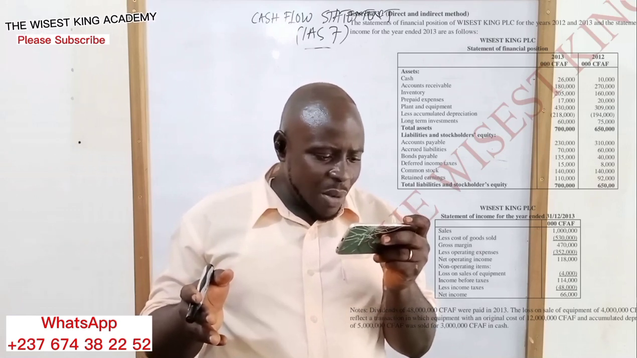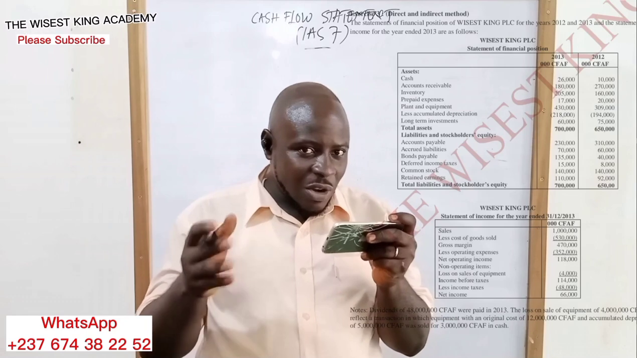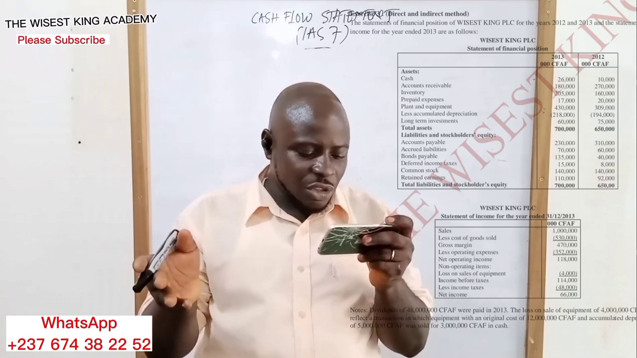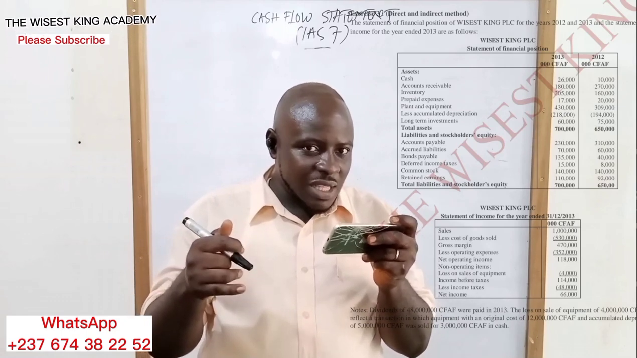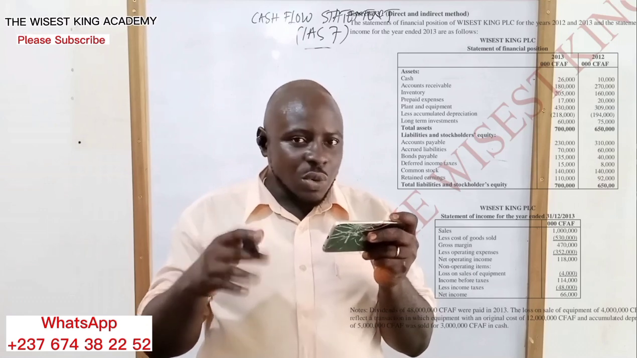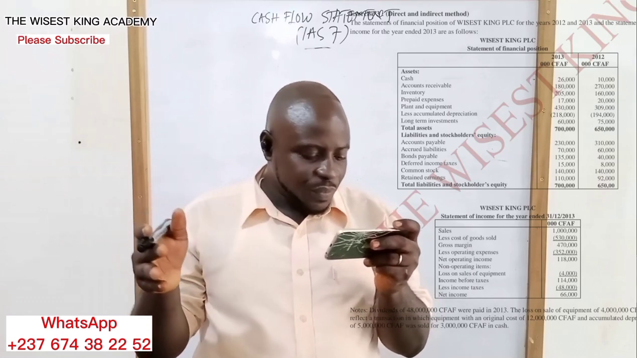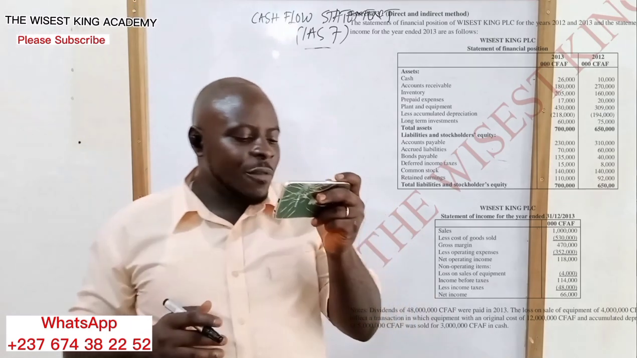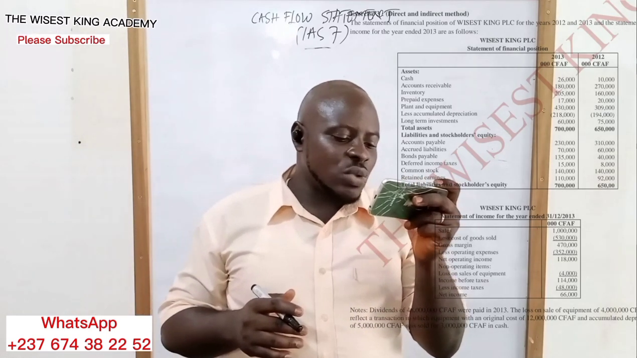Now, remember we have deferred tax, right? Under current liability, under the liability section. And also in the income statement, we have also tax. So we need to prepare the tax account. Now, note, dividend of 48 million francs was paid in 2013.